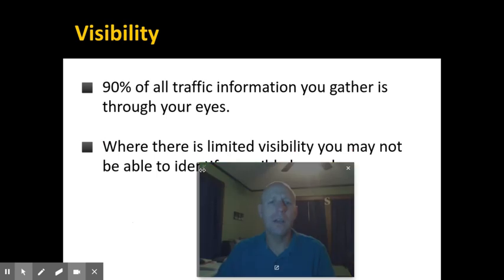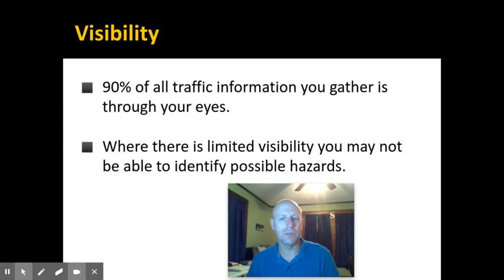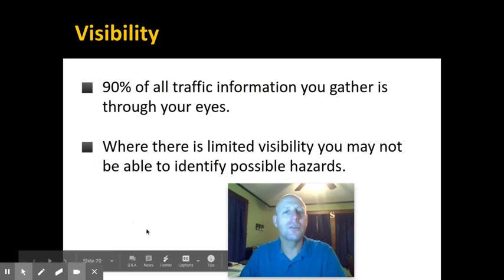So, visibility. We talked about visibility as one of the four things for a safe path of travel. Well, visibility is hugely important to the driving task. 90% of the traffic information you gather is through your eyes. You get some information from feel of driving the car. You get a little bit of information from hearing. You might hear someone honk, or you might hear an emergency vehicle like a police officer or an ambulance or something with their sirens on. But 90% of the information that you gather is through your eyes. Where there is limited visibility, you're not able to identify possible hazards. So it's really important to keep yourself in a situation where you have good visibility.